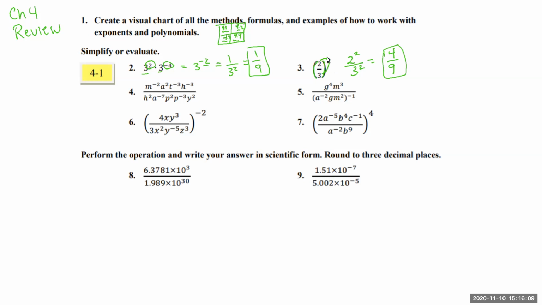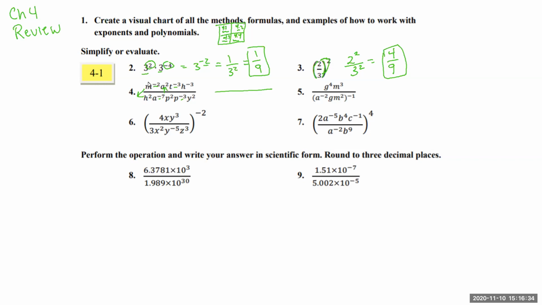Just remember with these that you need to multiply all the terms that you have in the parentheses. Okay, coming on to number 4. This is going to get a little bit more complicated because we have a lot of negatives that we need to make positive again. So wherever we have a negative, we're going to bring it to the bottom, and wherever we have a negative on the bottom, we're going to bring it to the top of the fraction.